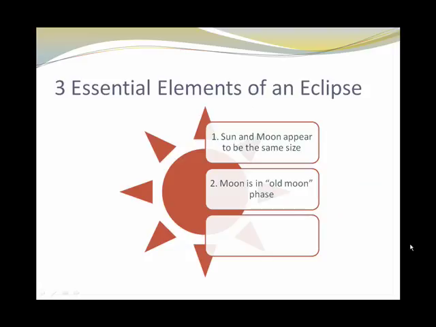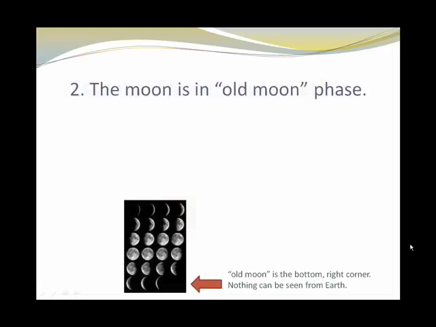The moon has to be an old moon phase. What does that mean, old moon phase? Old moon is the final phase of the lunar cycle. Now, as Muslims, we're already kind of familiar with this concept of a lunar cycle. We know it has to do with Ramadan. When does Ramadan start? When does Ramadan end? But what exactly is the lunar cycle?